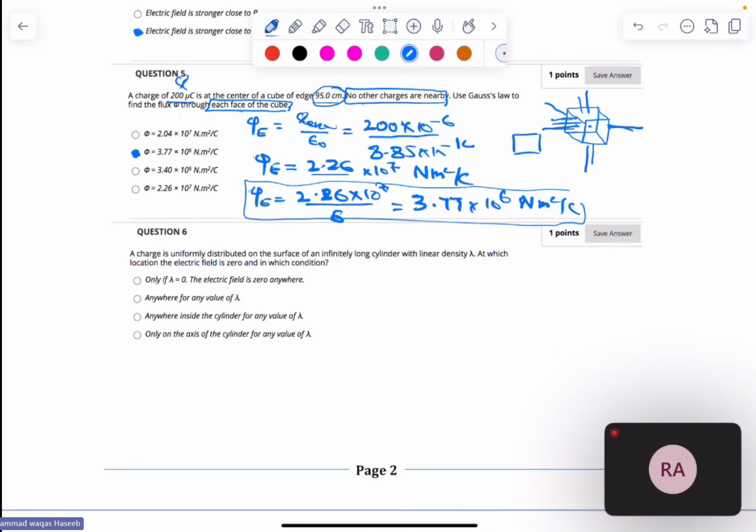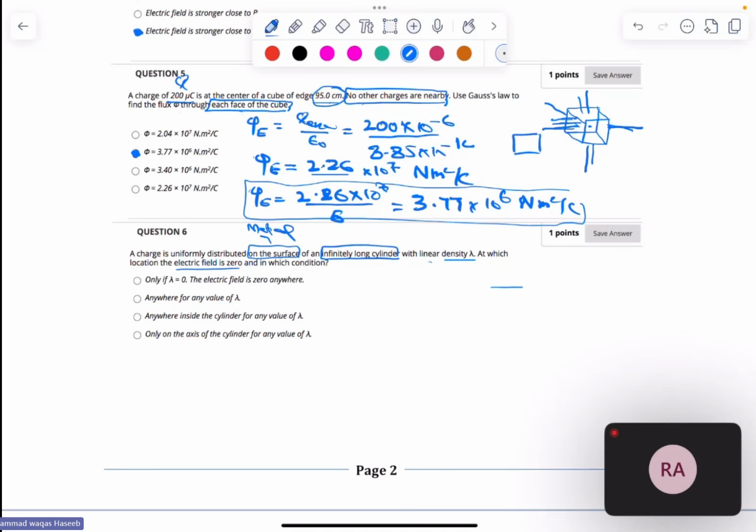Okay, move to the next question. If a charge is uniformly distributed on the surface of an infinitely long cylinder with linear charge density lambda, at which location is the electric field zero? Uniformly charged, this is on the surface. That is the important point. And if this is the case on the surface, it means it's a metal.